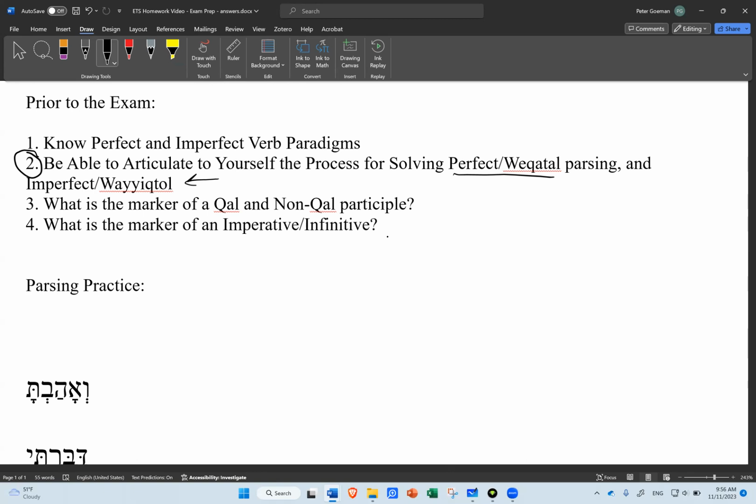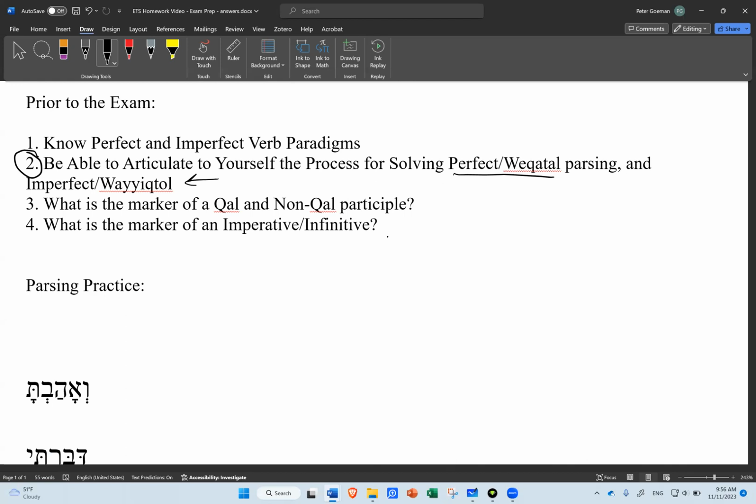This is related to Richard Feynman, an award-winning physicist, and he had something people have called the Feynman technique. In order to really learn something, you need to be able to articulate it and summarize it in a concise fashion using non-technical language, and then you need to be able to illustrate it. If you can describe to yourself or to somebody else what the process is for solving the perfect or the imperfect, then you're going to be in really good shape.